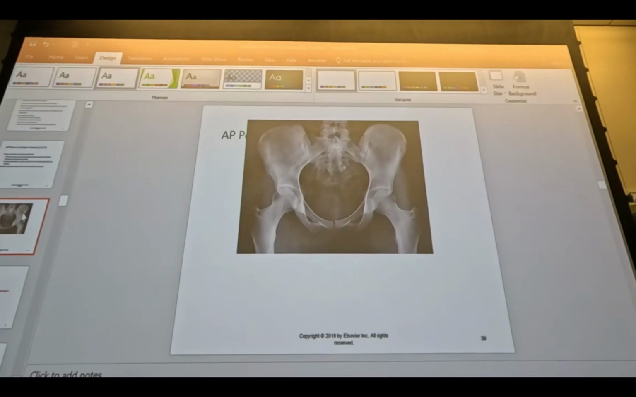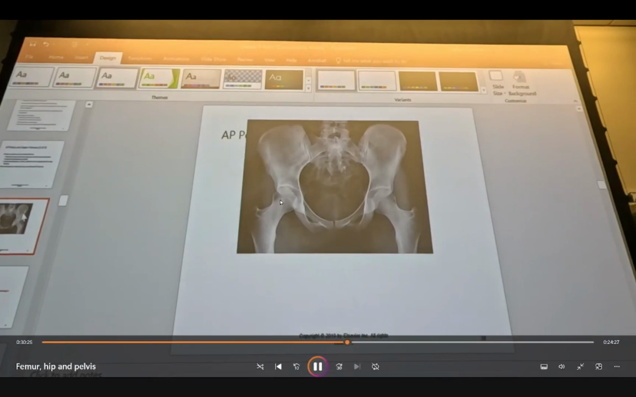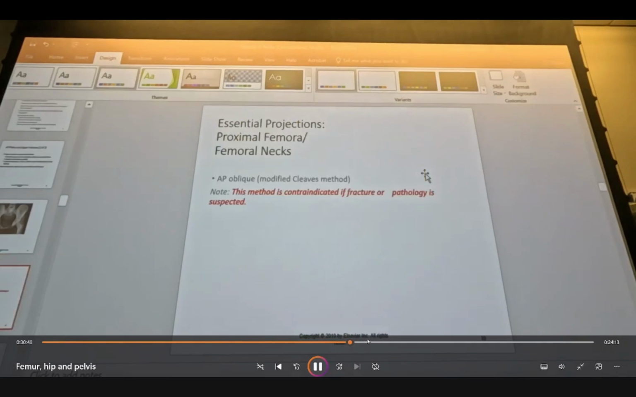All right, so that's what a pelvis should look like. Again, we've got a good length on our femoral neck, it is not foreshortened. It looks like we might have the slightest amount of rotation. It's not terrible, but a slight amount of rotation.